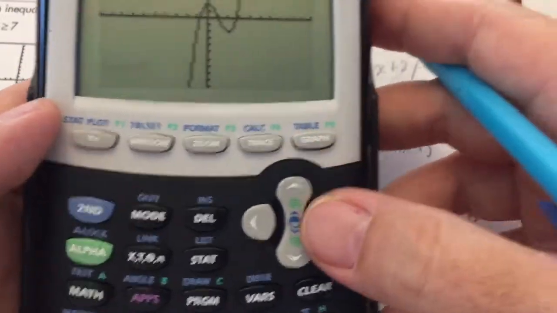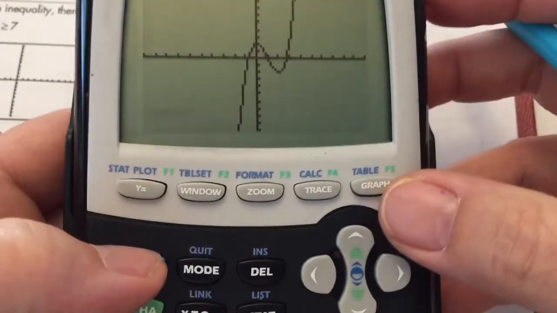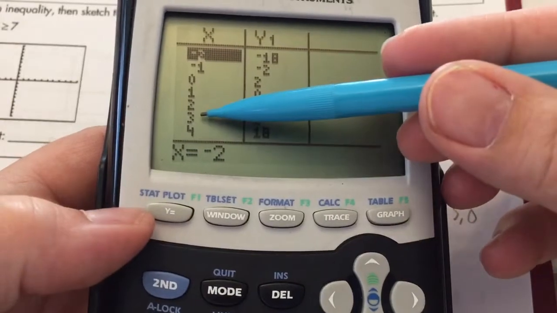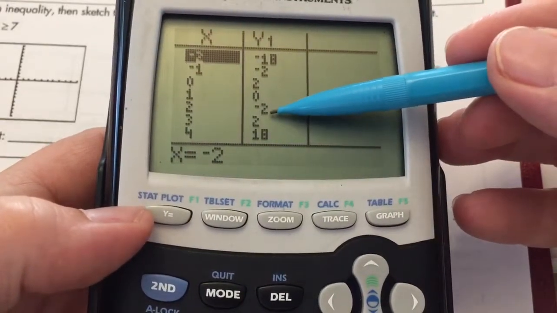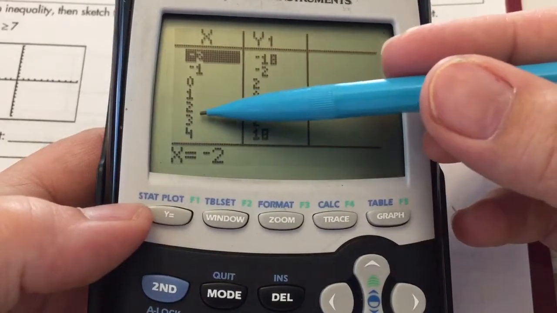And where's the other 0? Well, it looks like it could be over here. It could be 1, 2, 3. I'm going to look at my second table. Is it at 3? No. At 3, it's 2. At 2, it's negative 2. So somewhere between here and here, it goes from being negative to positive. So it's somewhere between 2 and 3.